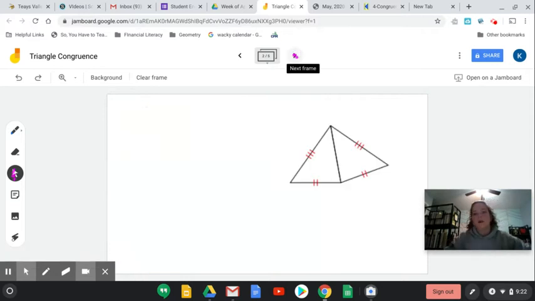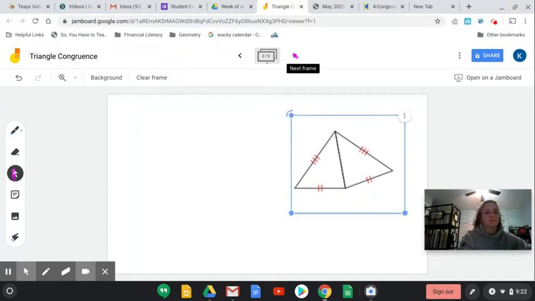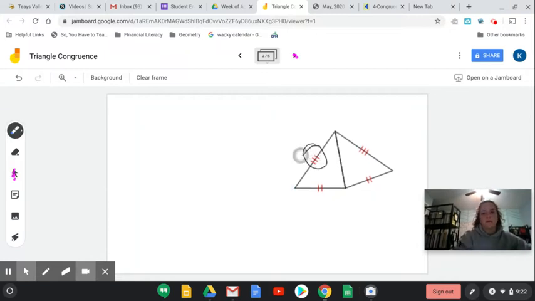There we go. All right, so here we have our two triangles. Now these two triangles are put next to each other. It almost looks like one giant triangle, but it really has four sides, and we know from a couple weeks ago that that is a quadrilateral. But as you can see, these sides are congruent, and these sides are congruent.